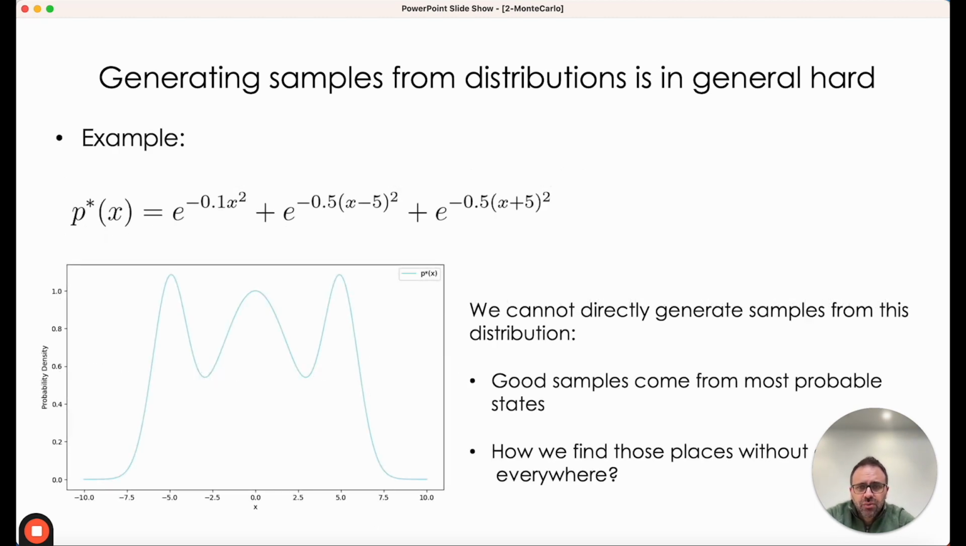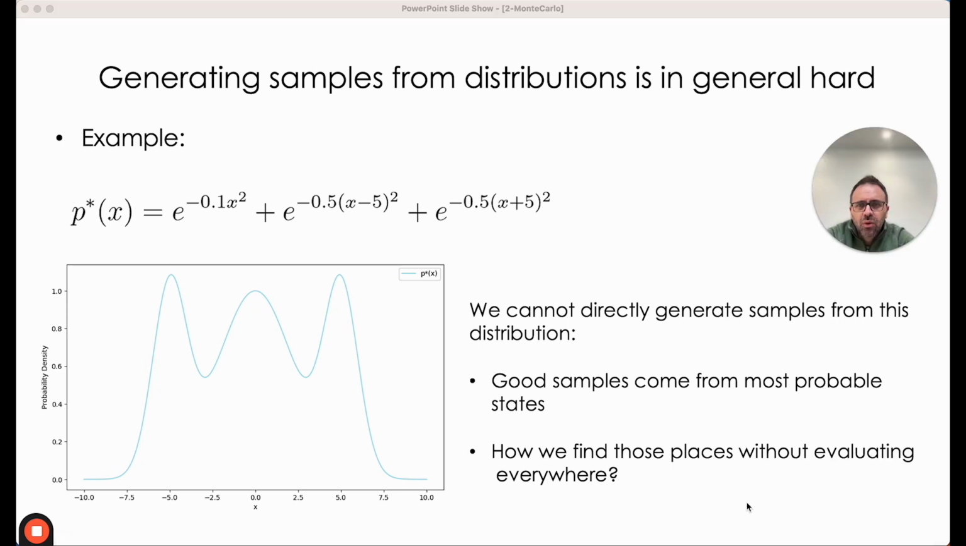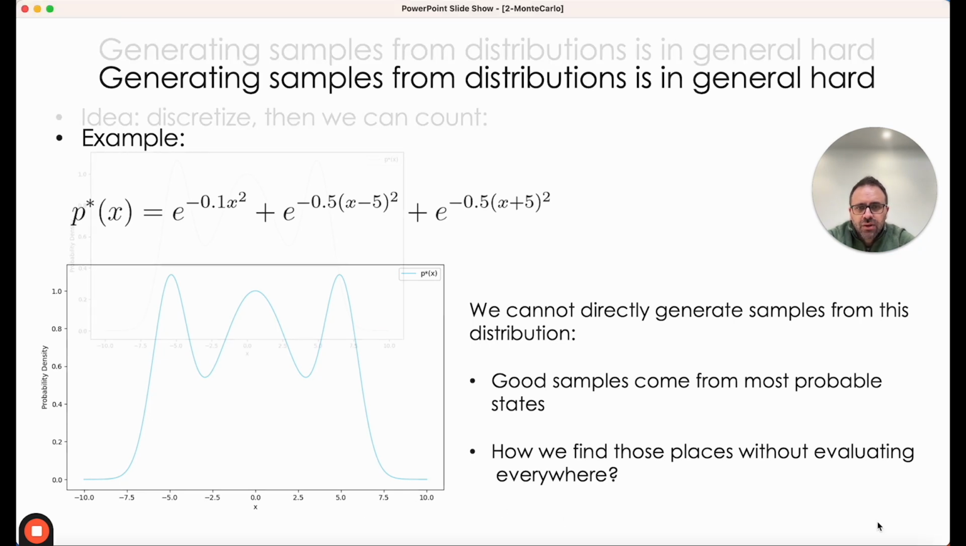So for example, imagine we have this distribution. This one is unnormalized. This is the equation. So how can we get samples from here? For example, what if we want some samples from the most likely areas? It is hard to do without actually traveling the complete domain of the distribution.